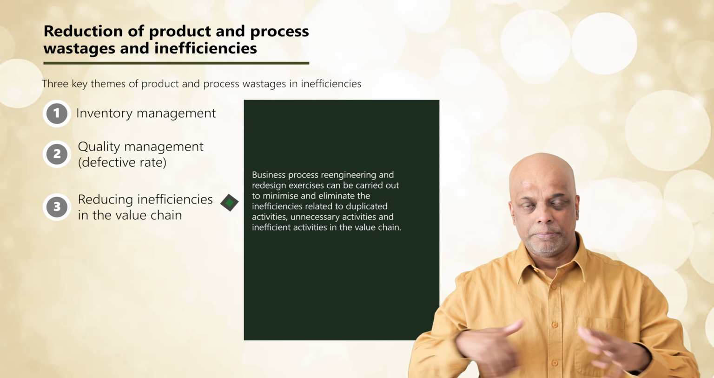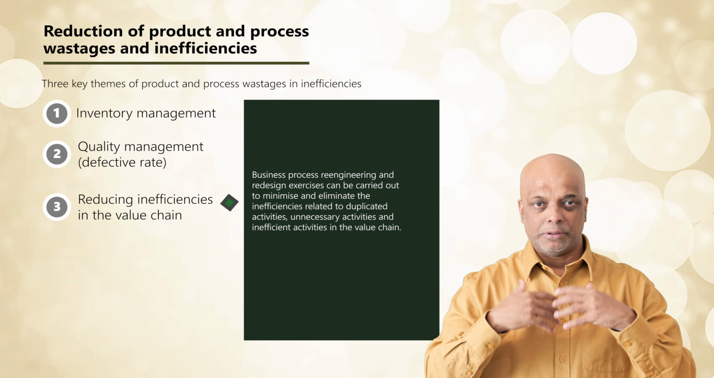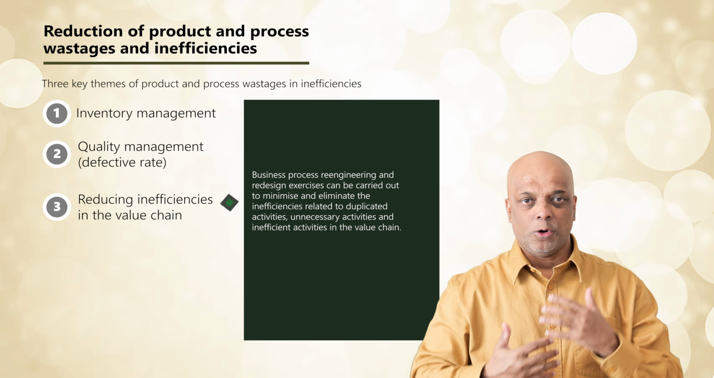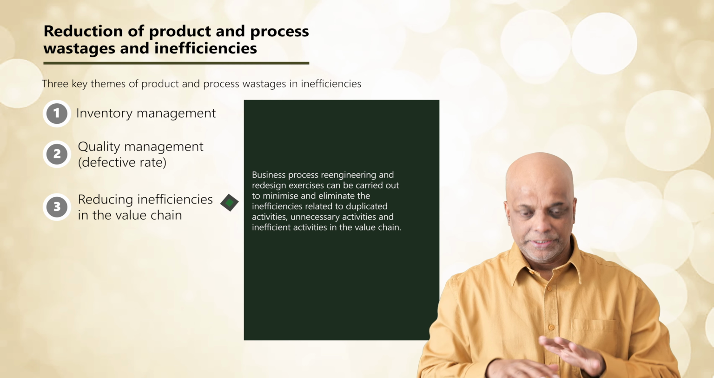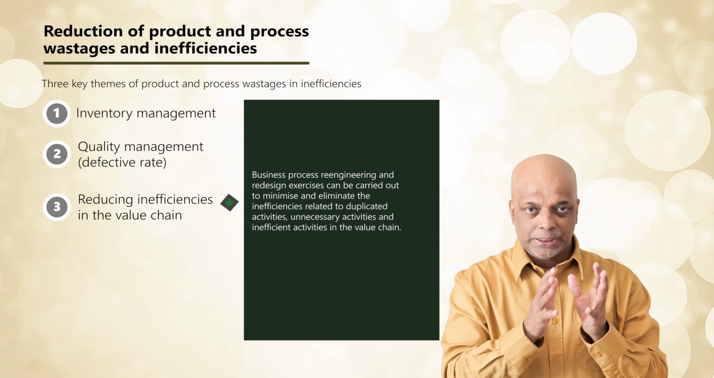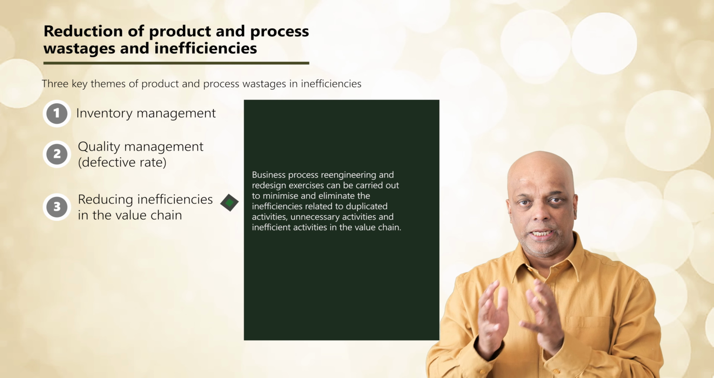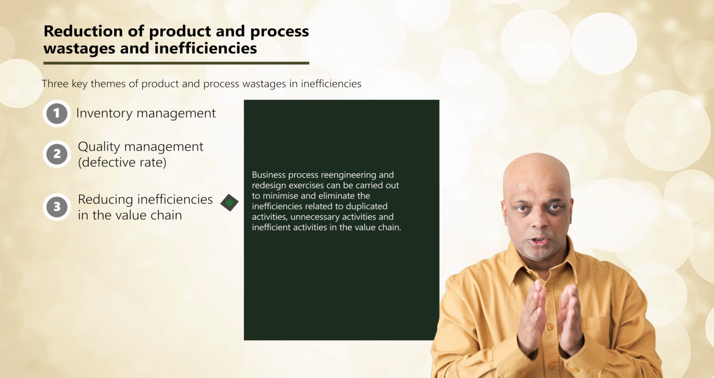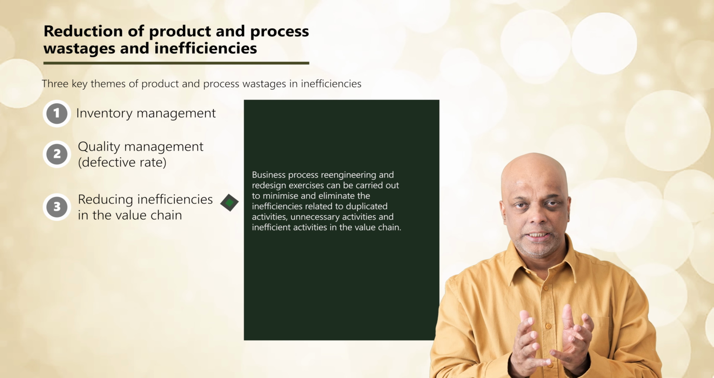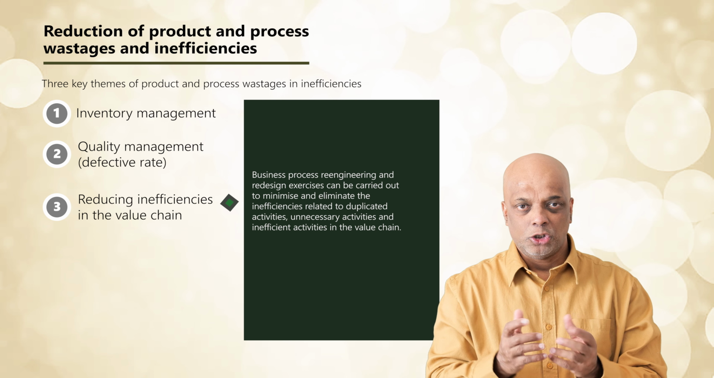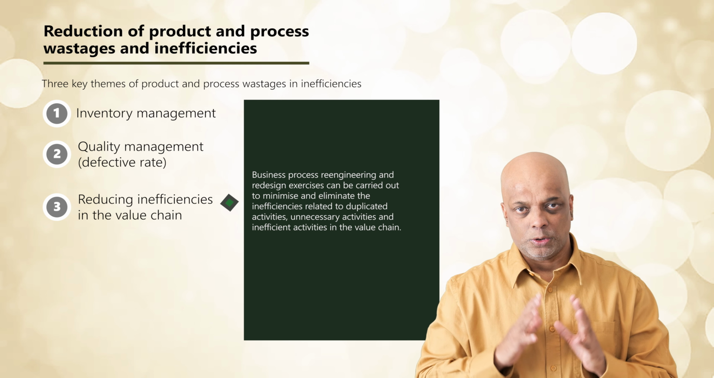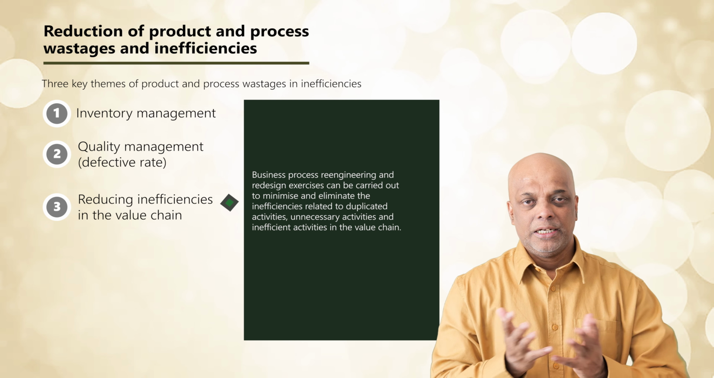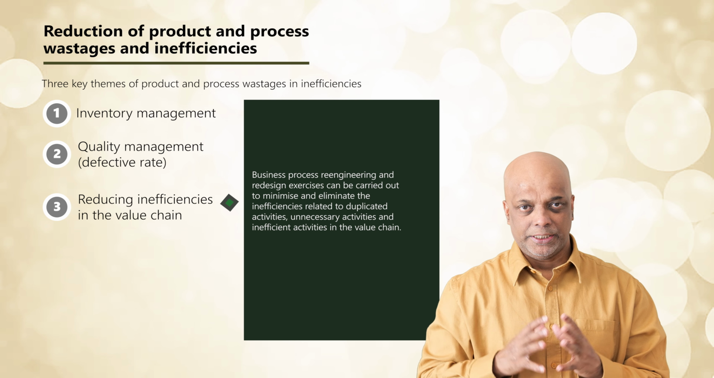So for that end, periodically, the companies would carry out what they call business process re-engineering or redesign exercises. They would carefully review each and every activity involved in the value chain in order to reduce the duplications, inefficiencies, unnecessary activities, too much time-taking activities, and so on. So that's the third element coming under the reduction of waste and inefficiencies.